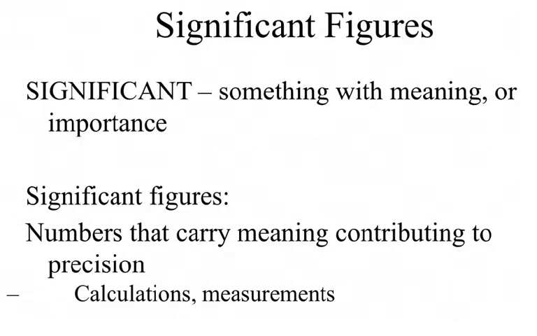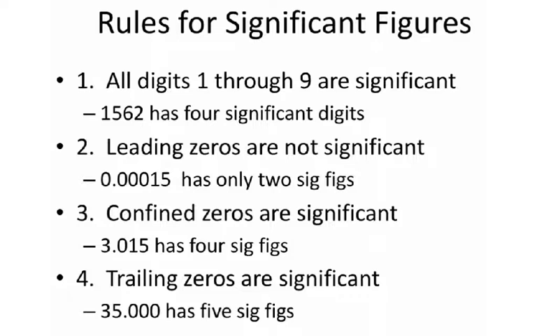Now, here's how we're going to determine this. I'm going to show you some rules as to when a digit is significant and when it's not. It has to do with the zeros. I have all the rules written down here, but we're going to break them down. Rule number 1 says that if you're a digit between a 1 and a 9, in other words, a non-zero digit, that figure is automatically significant.